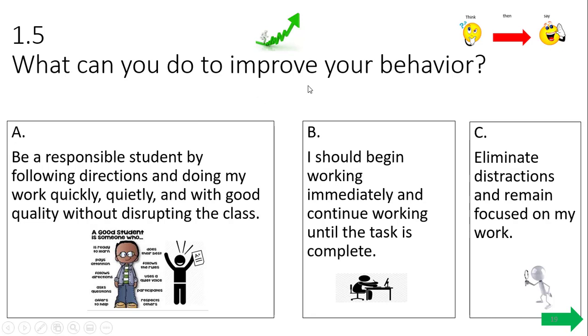What can you do to improve your behavior? Is it being a responsible student, begin working immediately, or eliminating distractions? You already know your answer is B. Isaiah, point to B. And we know it because it has that symbol that we're looking for each time, right?